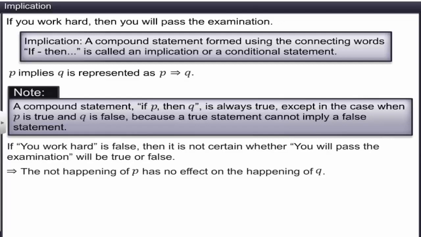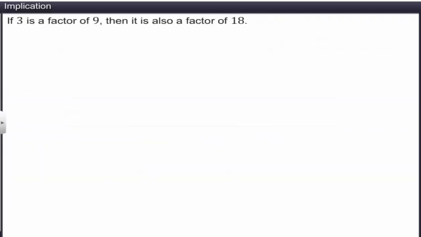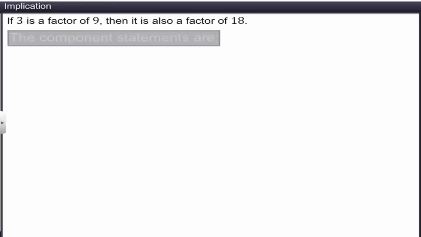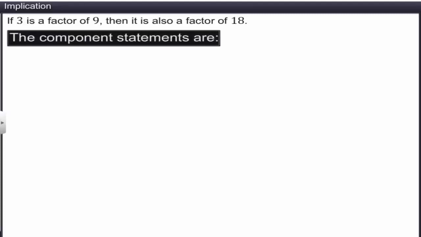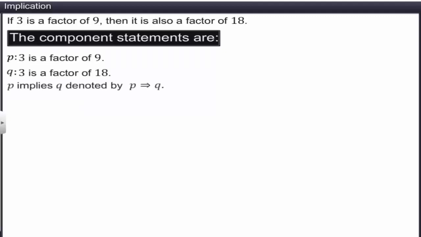Let's consider another statement. If 3 is a factor of 9, then it is also a factor of 18. The component statements that are involved in it are 3 is a factor of 9, 3 is a factor of 18. Statement P implies statement Q. Or 3 is a factor of 9 implies that 3 is also a factor of 18. The implication or conditional statement P implies Q can also be expressed as shown.